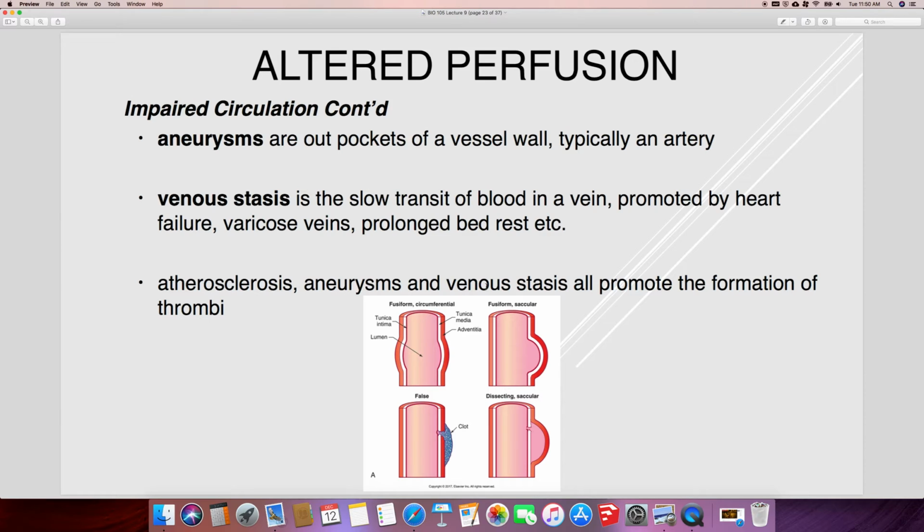Venous stasis, just what it sounds like. This is the stasis of blood in the venous system, so slow transit of blood in a vein. And a number of things promote venous stasis, like heart failure, specifically right-sided heart failure, varicose veins, prolonged bed rest, inactivity, things like that. Atherosclerosis, aneurysms, and venous stasis all promote the formation of thrombi.